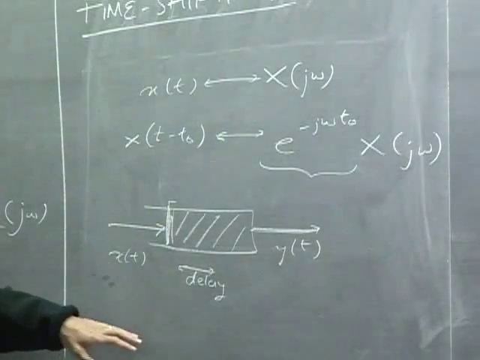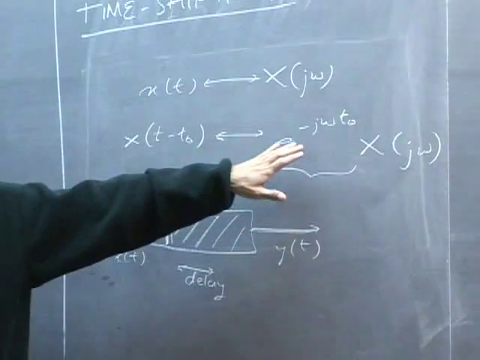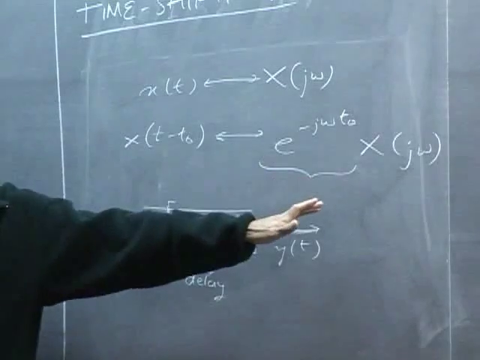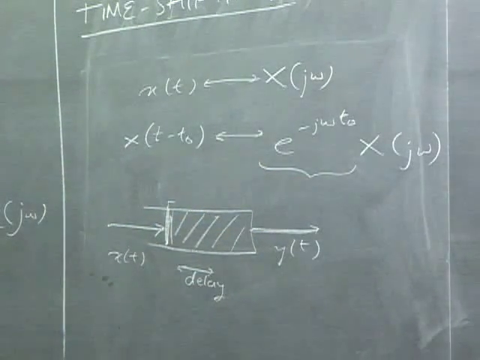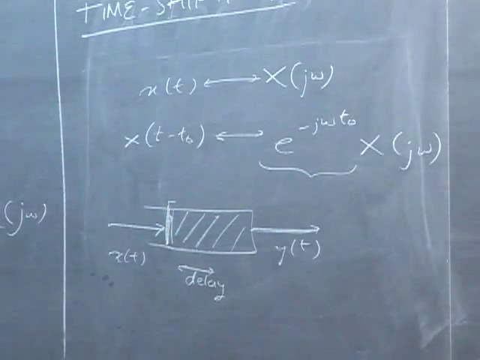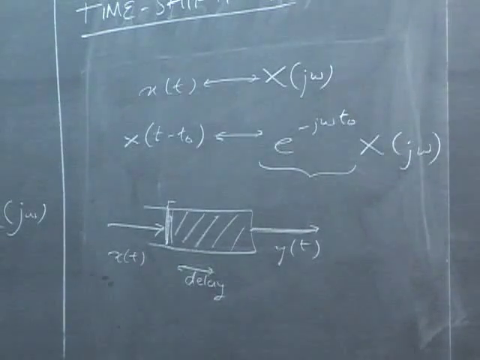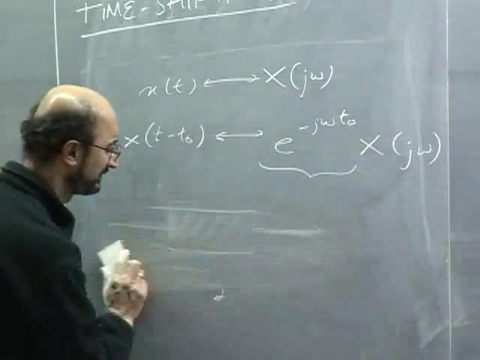How do we incorporate the time delay? It's e^(-j omega t naught). That multiplicative factor is what we use for modeling the delay. So that's why we talk about time shifted signals. Now, in the case of a computer network, we don't actually have this.